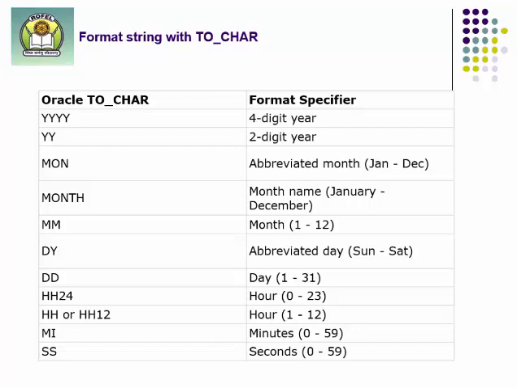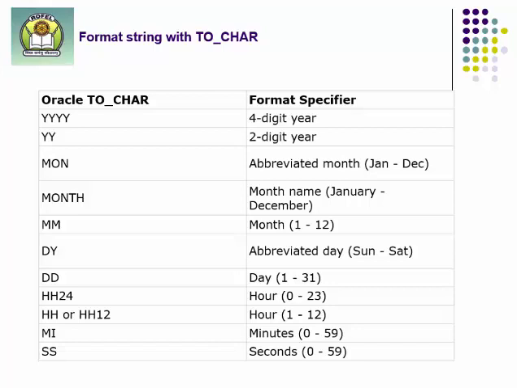So when you are using the to_char function and the format string is YYYY, what does that mean? You want the value as a 4-digit number. If you want to get a 2-digit year, then you can write YY. If you want to get the 3-letter abbreviated month value, then you can write MON. If you want the complete month name, then you can write MONTH. That is, it will give you the name of the month.